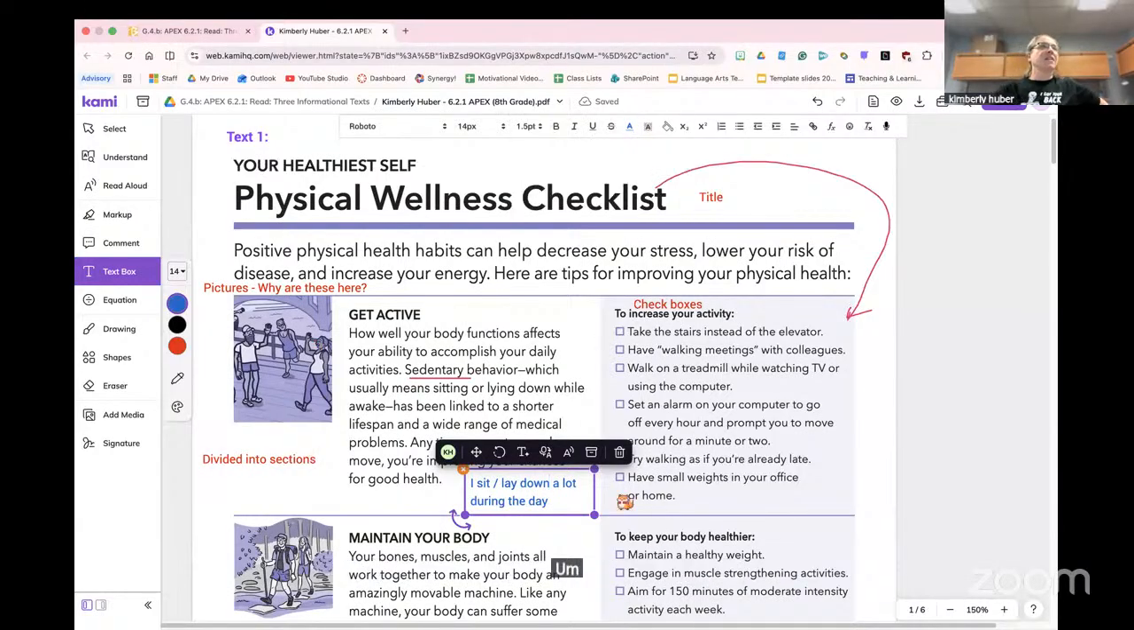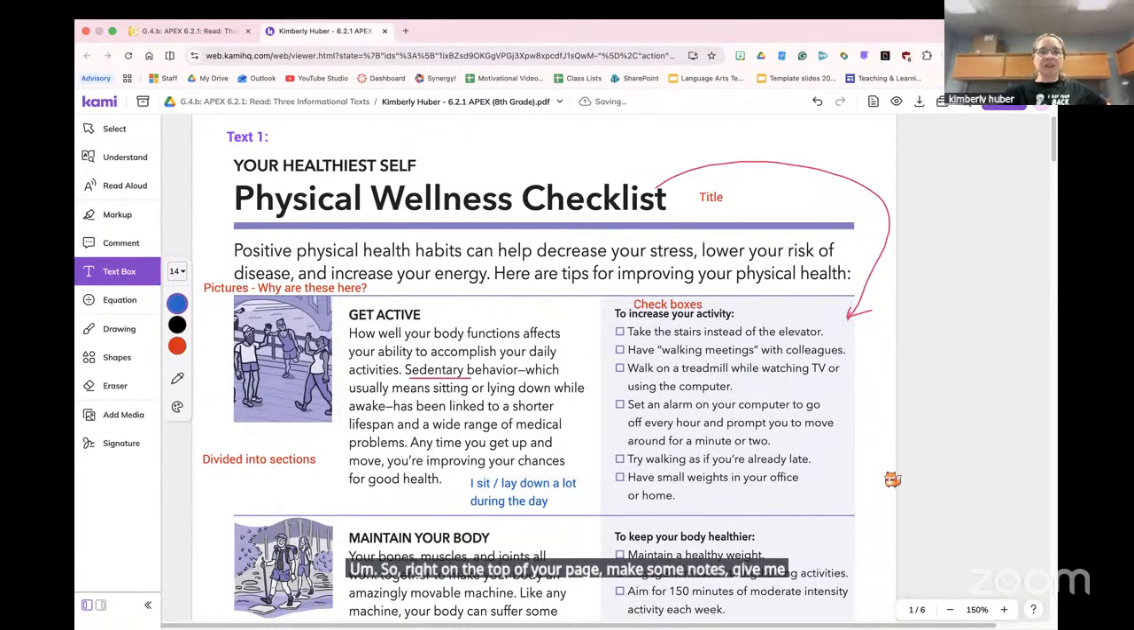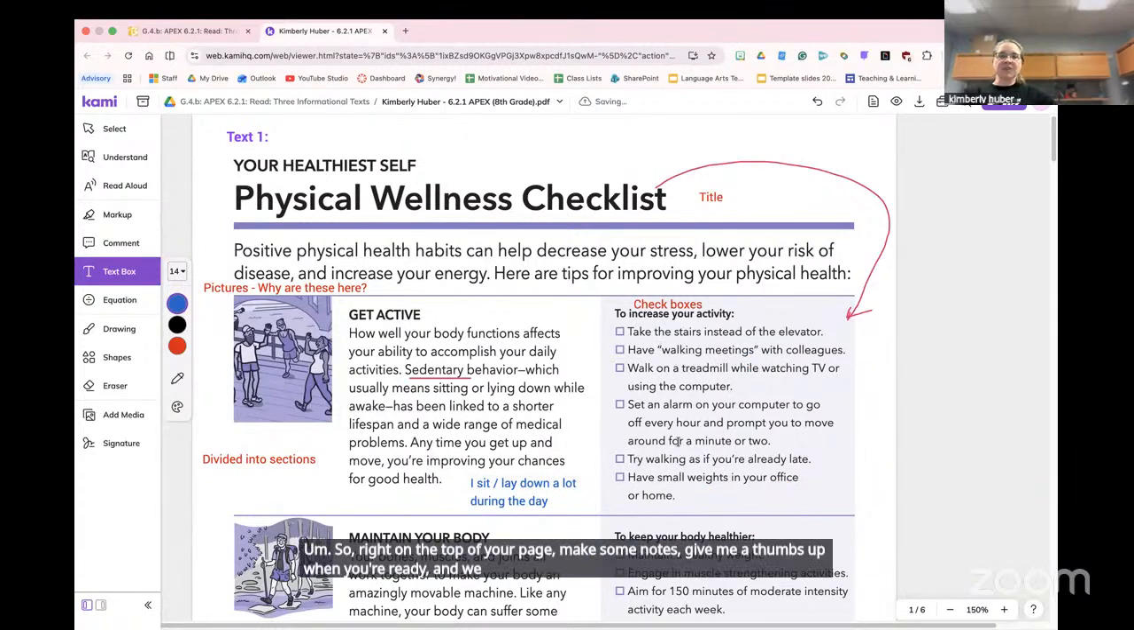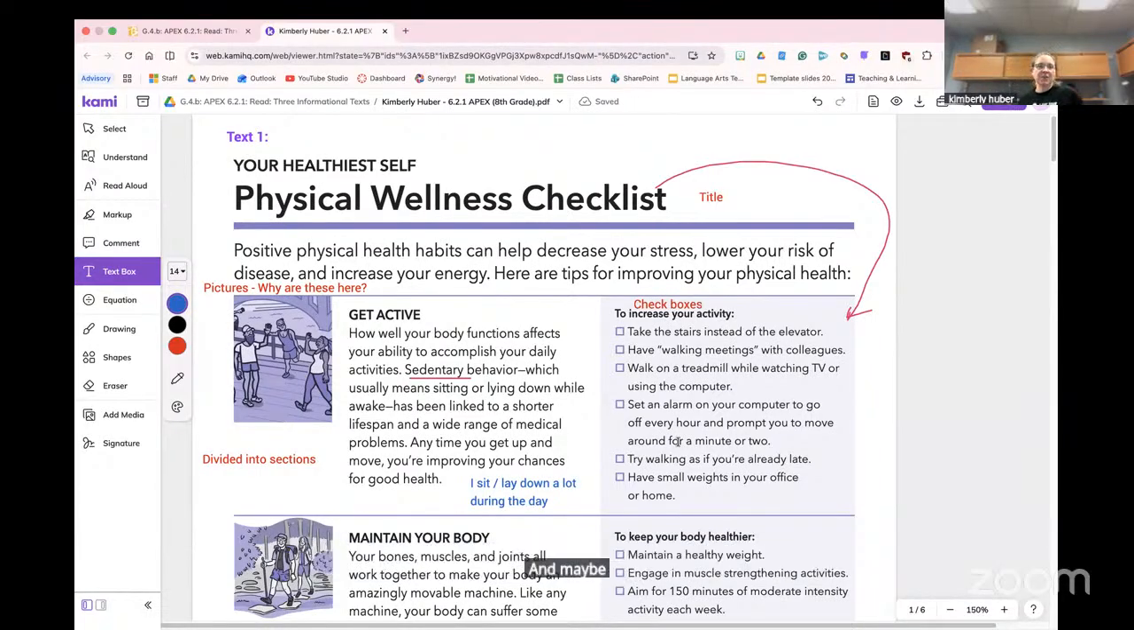Right on the top of your page, make some notes, give me a thumbs up when you're ready, and we'll look at some of our check boxes. And maybe we can answer some of our questions. Give me a thumbs up when you're ready.